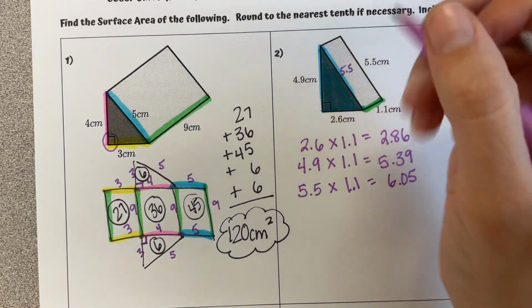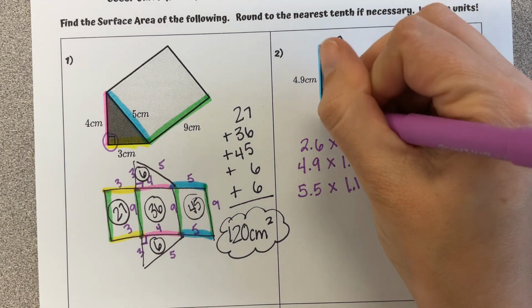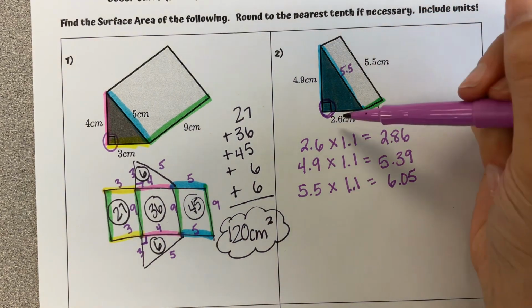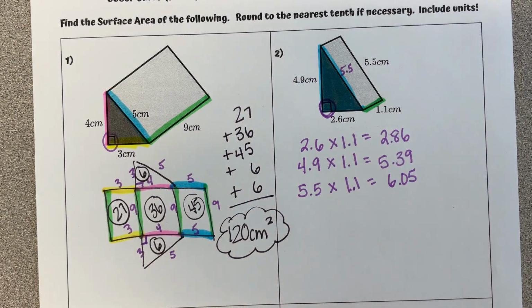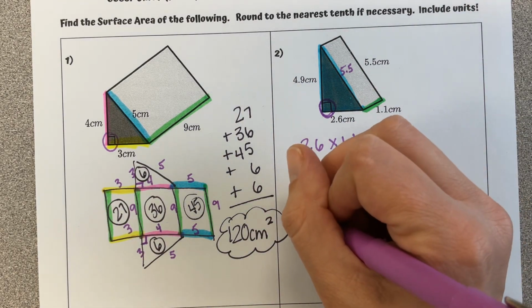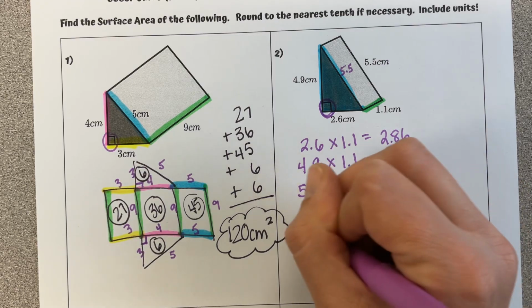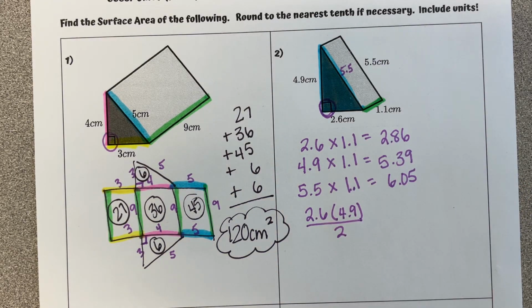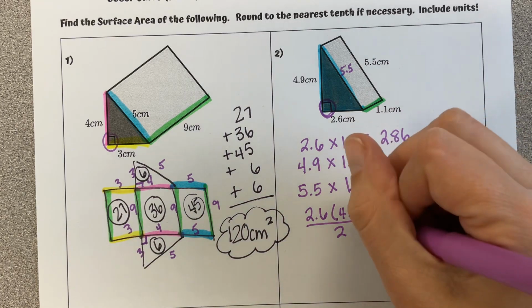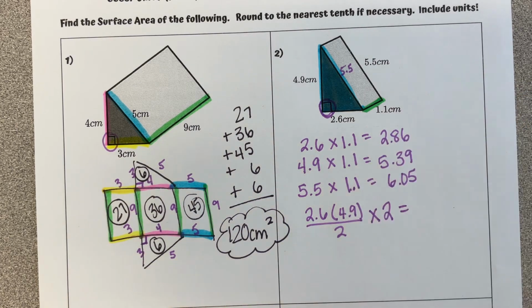Now the last part is our base. We're looking at this triangle, we're looking for the 90-degree symbol. That 90-degree symbol is connecting the 2.6 side and the 4.9 side. So for our triangle, we're doing our base of 2.6 times our height of 4.9, dividing it by 2 to figure out what one of the triangles is, but we need 2 of those.